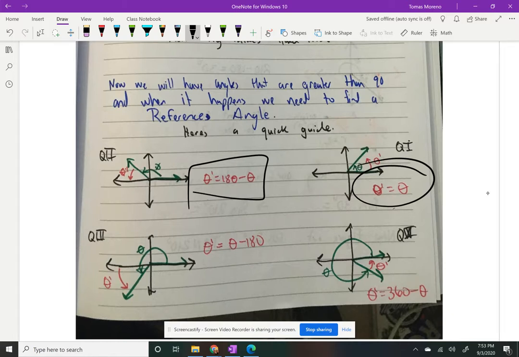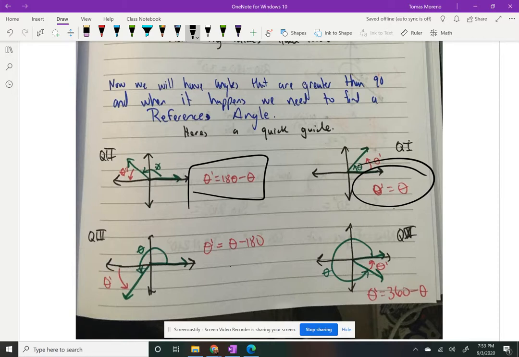Quadrant 3 is you take the angle and then subtract 180. And you're thinking, wait, isn't that the same as quadrant 2? Yes and no. In quadrant 2, the angle will be bigger than 90 but less than 180. So think of it, guys. Bigger than 90, less than 180 would be like 123, 145.